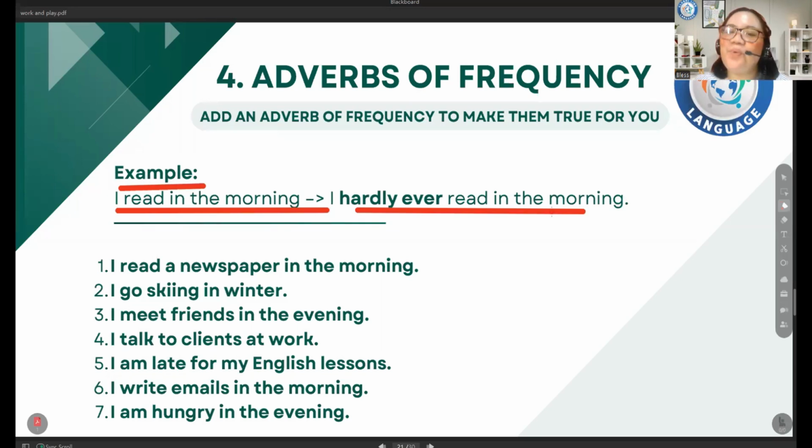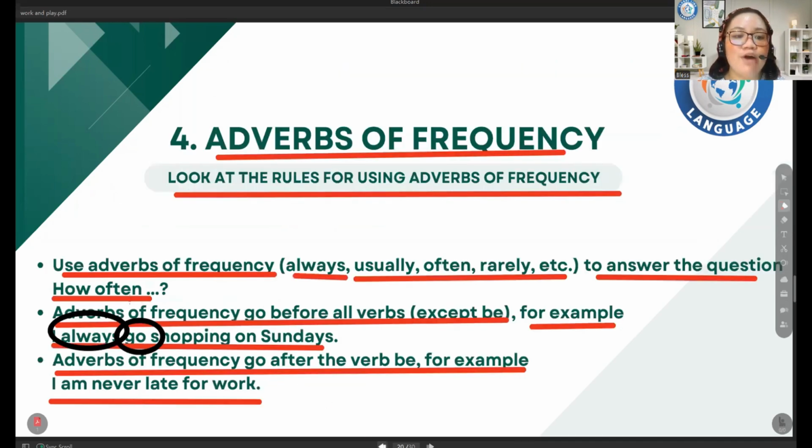And today we're going to continue our business course about work and play, where we value life and work balance, or work-life balance. Last time in our previous video, we talked about adverbs of frequency. And again, when we say adverbs of frequency, these are the adverbs that answer the question how often. And we use always, usually, often, rarely.